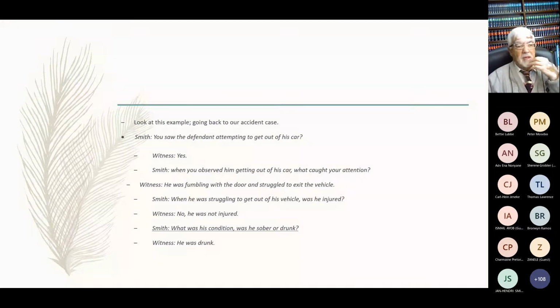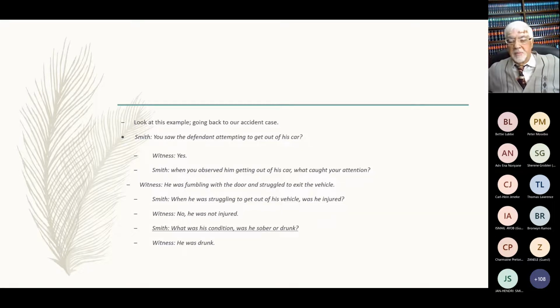When he was struggling to get out of the vehicle, was he injured? No, he was not injured. What was his condition? Was he sober or drunk? He was drunk. Now, what was his condition? Was he sober or drunk? That's an open question, not a leading question. But if I said, what was his condition? Was he sober or drunk? Now you cross the line.